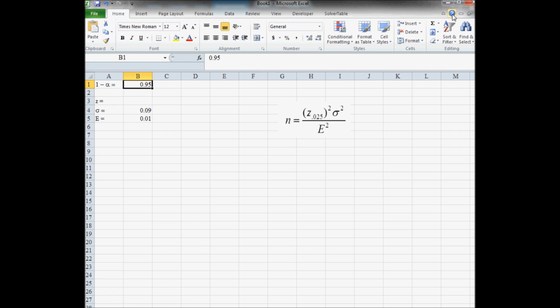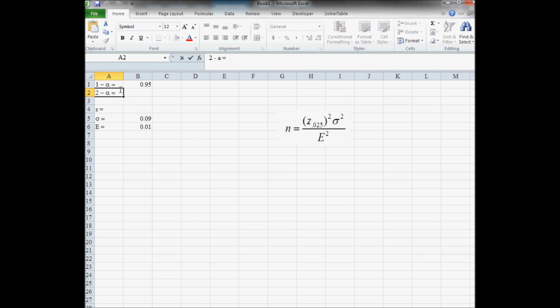0.95. Now, the significance level is denoted alpha. If the confidence level, 1 minus alpha, equals 0.95, then alpha equals 0.05, and these two add up to 1. But this value here, this 0.025, is alpha divided by 2.